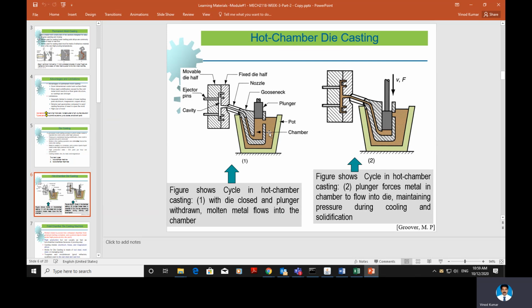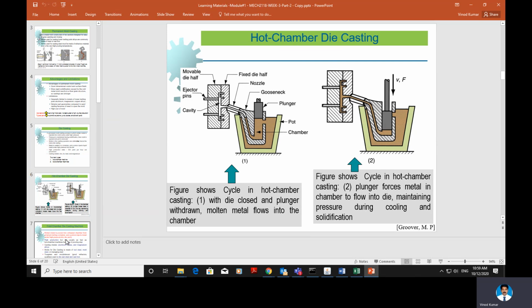So in hot chamber die casting, with the dies closed and the plunger withdrawn, molten metal flows into the chamber. Then, as you can see here, as the plunger pushes, the molten metal is pushed under high pressure and enters the cavity. It is filled with molten metal, and after solidification or cooling, you can separate the dies and take the part out. This is the hot chamber die casting process.